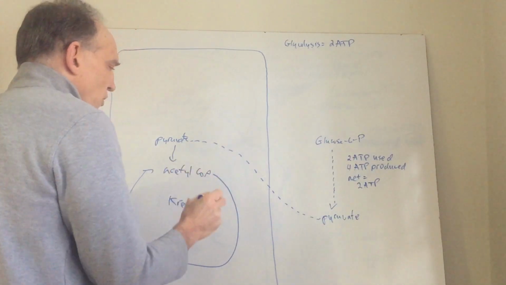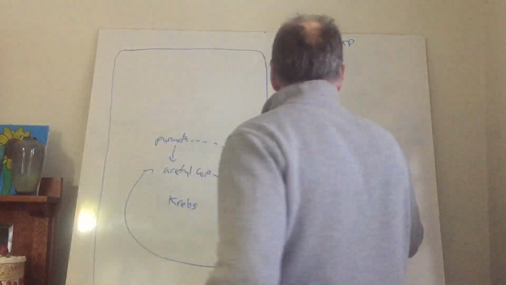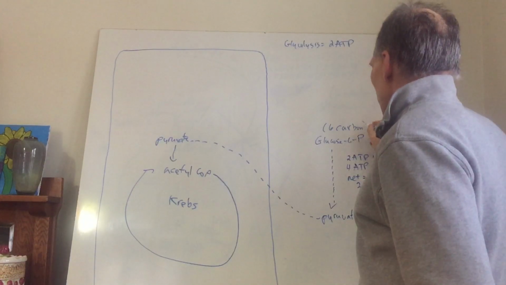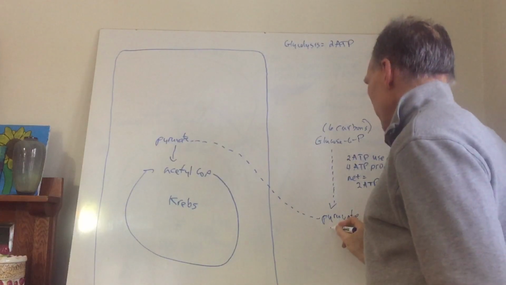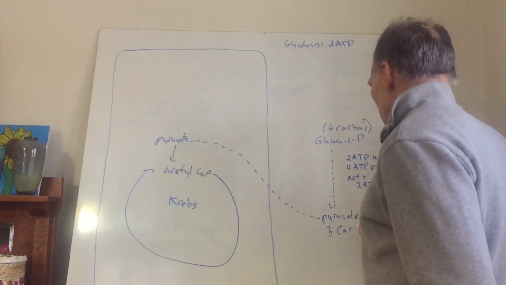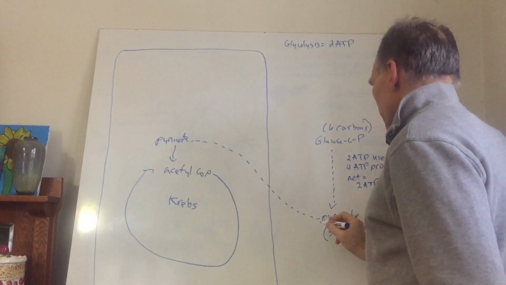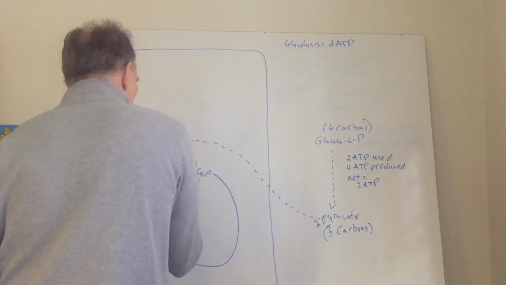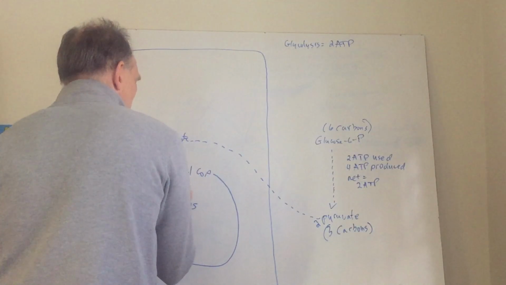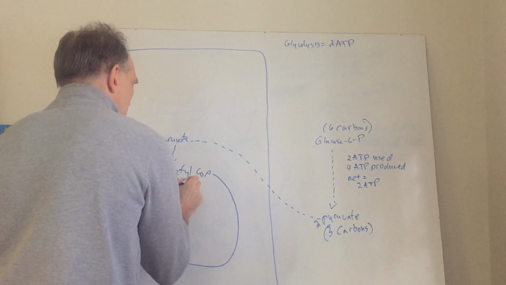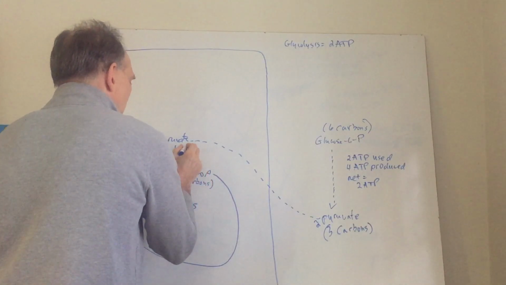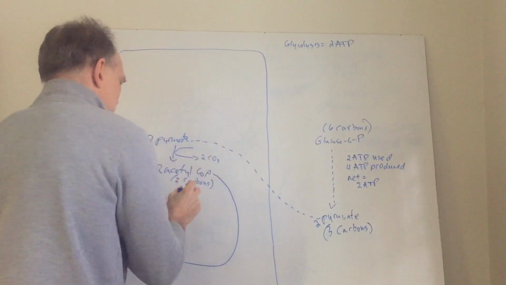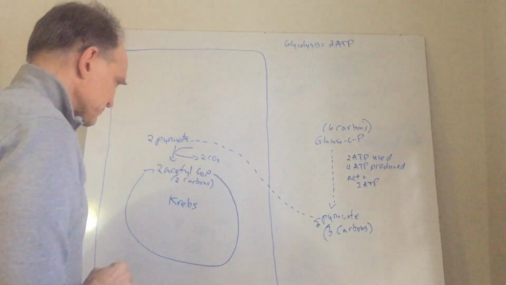When it's converted to acetyl-CoA, the key here is that glucose 6-phosphate is a 6-carbon molecule. Your pyruvate is a 3-carbon molecule. So to preserve the carbons, you have 2 pyruvates that are produced. Your acetyl-CoA is a 2-carbon molecule, so you've lost carbons in this reaction. You have 2 CO2s that are produced, 1 for each pyruvate that goes in there.